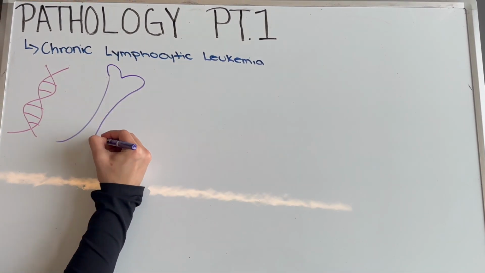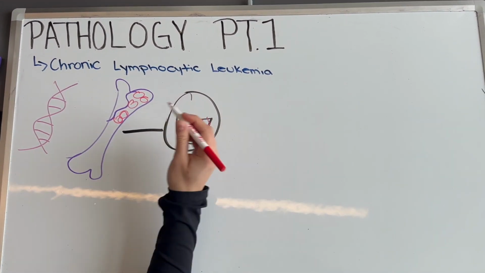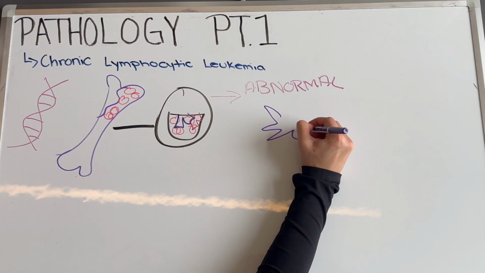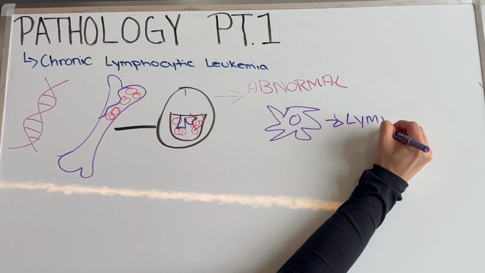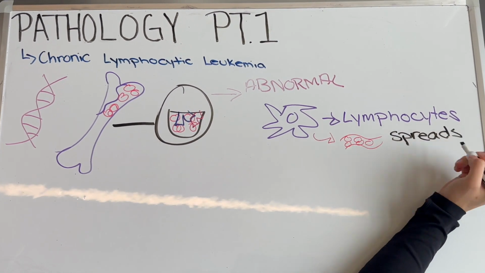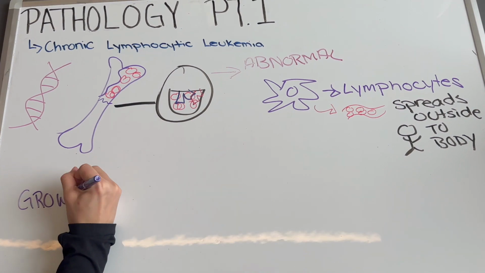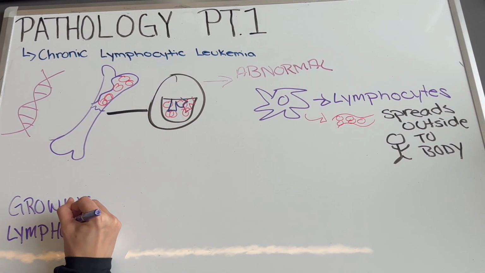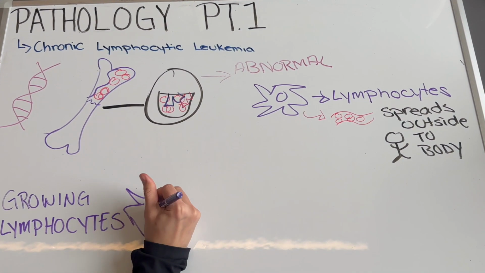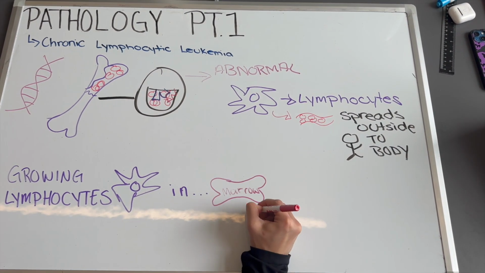CLL occurs when there's a change in the genetic material in the bone marrow. The bone marrow makes abnormal lymphocytes, and when the cells crowd out the healthy cells, it can lead to an infection. The abnormal cells can spread outside the blood to other parts of the body. CLL is a disease caused by damage to genes of growing lymphocytes in the bone marrow, causing cancerous B lymphocytes. This injury disrupts the normal lifespan of lymphocytes and crowds out healthy blood cells, potentially affecting the ability to perform normal functions.